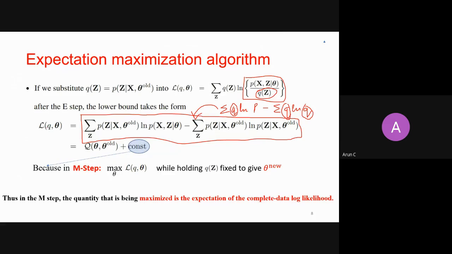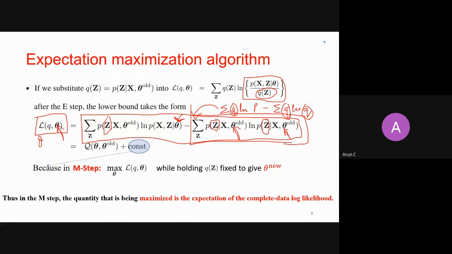And in the M step, you are maximizing this L with respect to theta, right? This second term doesn't depend upon theta, because this is the old theta which you have used to calculate the posterior, and you don't have any control over it now. So now you want to maximize your L with respect to this theta.